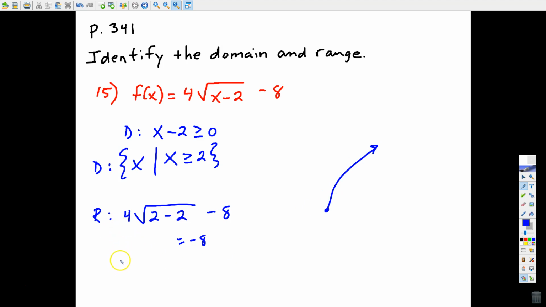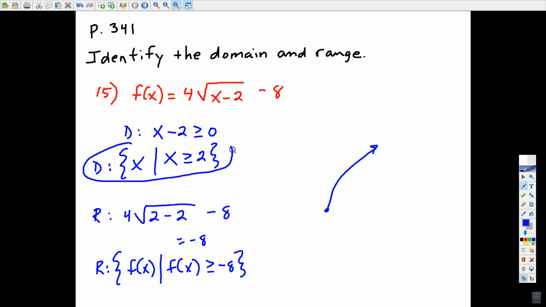So we can finalize this for the range. It will be all f of x such that f of x is greater than or equal to negative 8. Okay, so here's my domain answer, and hopefully you see how we got that. Using that number will help you get the range, and then also understanding with this being positive, the graph is going to go up. So with a being positive, you're always going to have greater than or equal to.